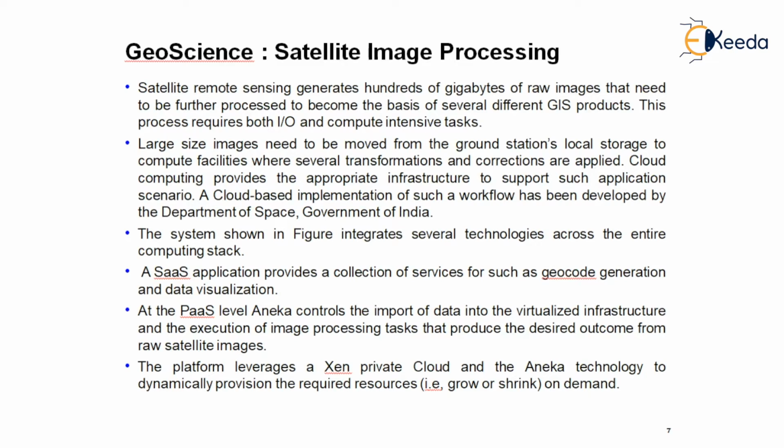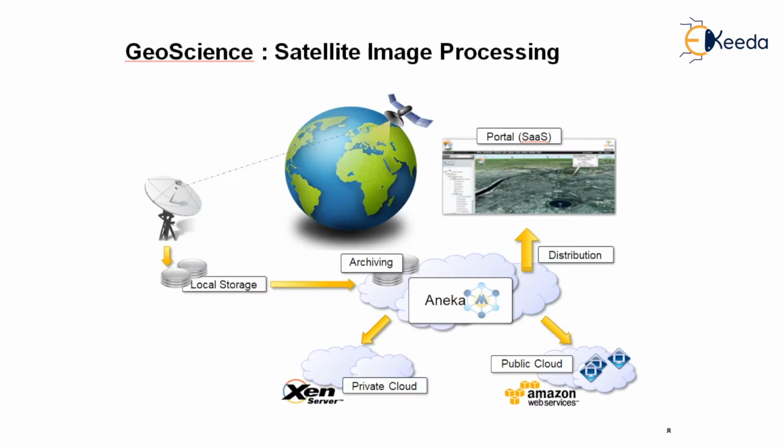Also, this is a pictorial presentation where you can see the satellites moving around the globe as they capture a number of images, and those images are sent to the capturing dish and antennas, where they are stored in a local store. After that, as the database grows and the number of image files increases, they go to archiving.